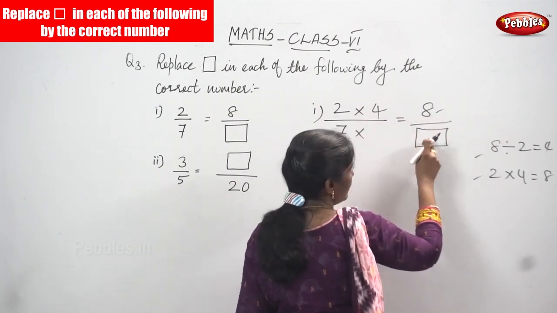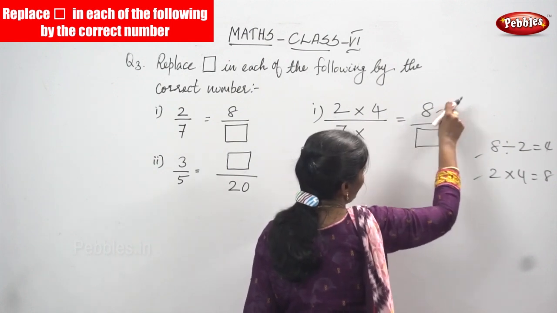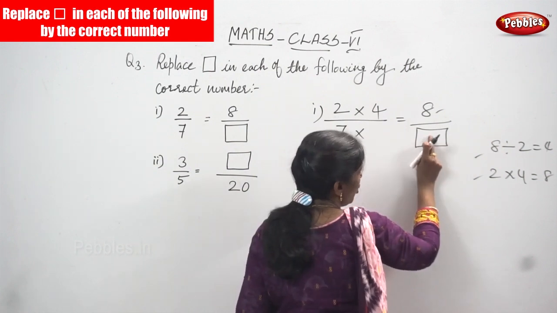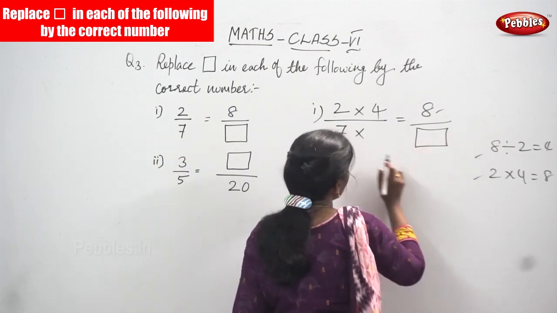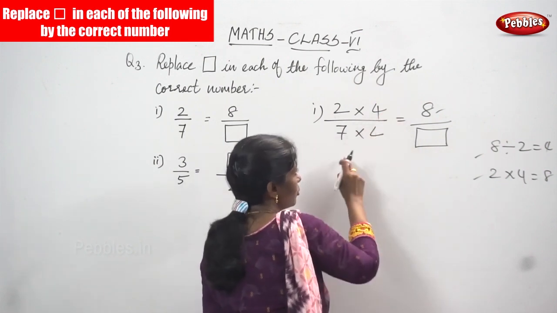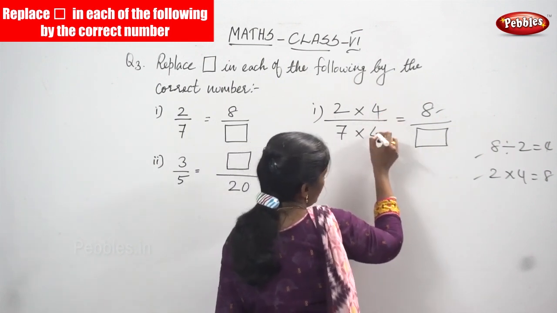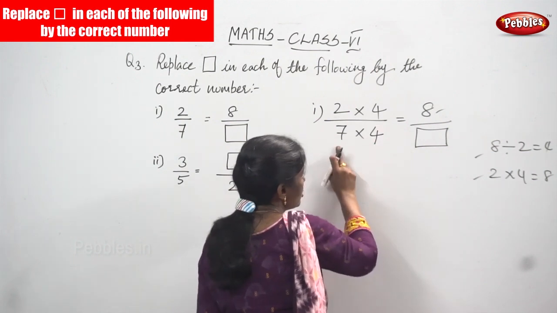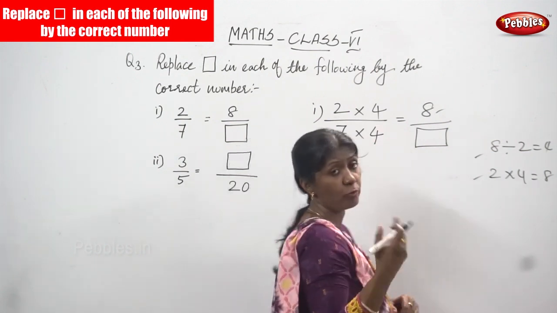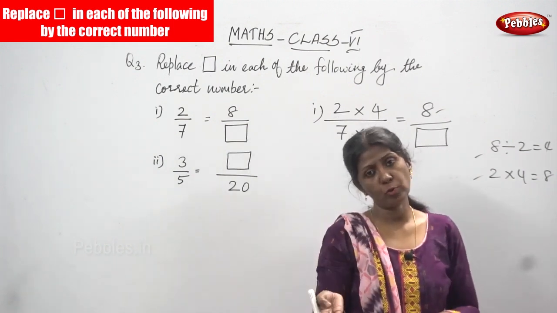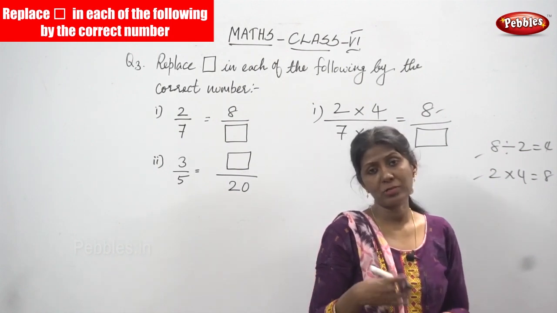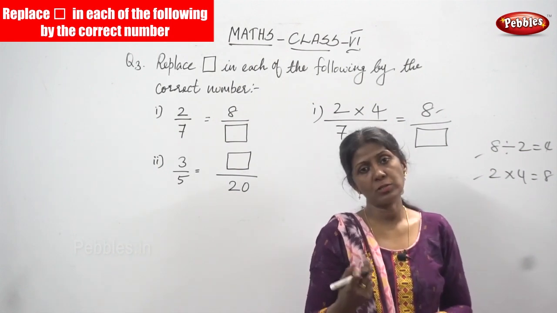Next you have to find the denominator, because the numerator is given already. In the denominator place, the box is given. If the numerator is multiplied by 4, you have to multiply the denominator also by the same number. So the denominator is also multiplied by 4, 7 into 4. You can use the 4th table or the 7th table, whichever is convenient. So I choose the 7th table.